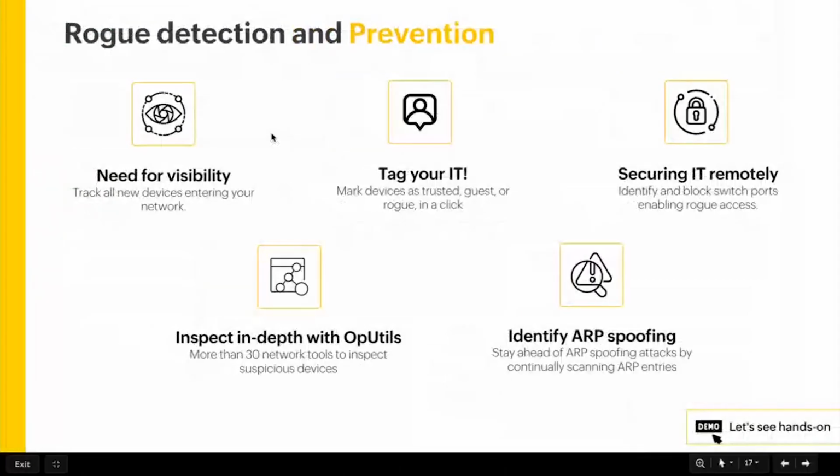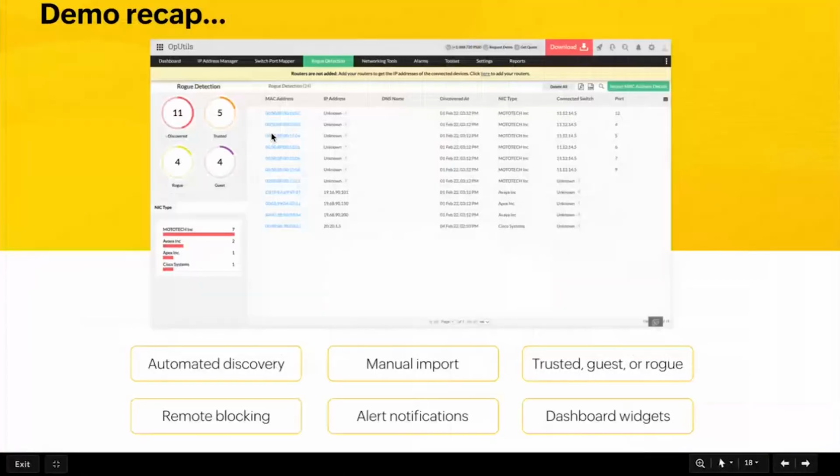Let's take a quick recap of what we saw under the rogue device detection module. We saw how the OpUtils rogue detection tool automatically discovers rogue devices, how to manually import devices into the module, and how to mark devices as rogue, trusted, and guest. We also saw how to view the connectivity details and to remotely block or unblock switch ports. And we also saw how alerts can be helpful inside the OpUtils console.